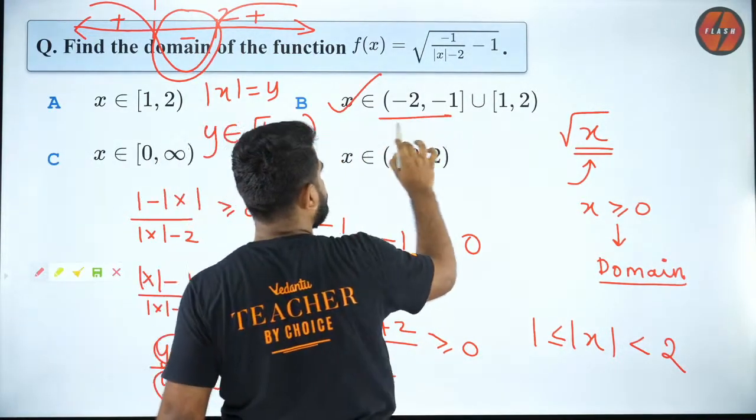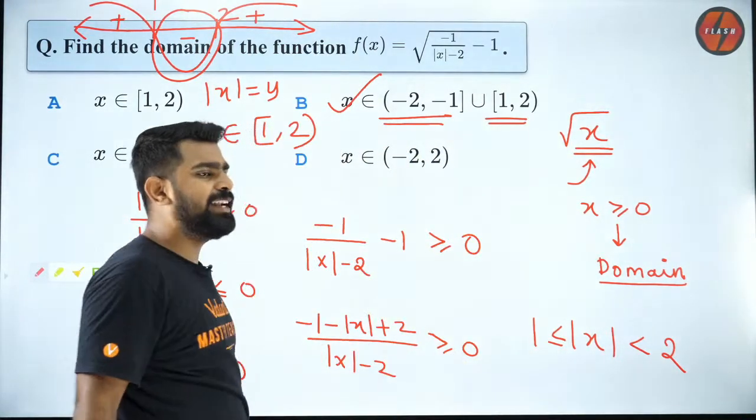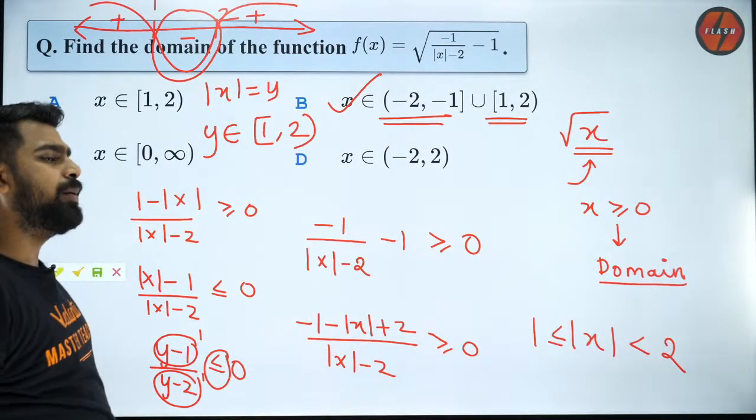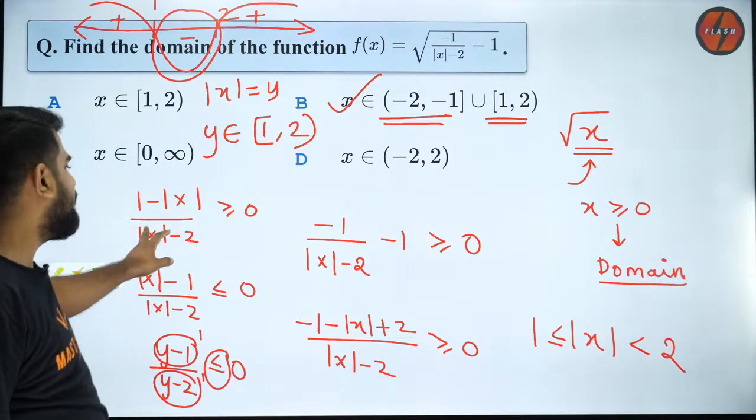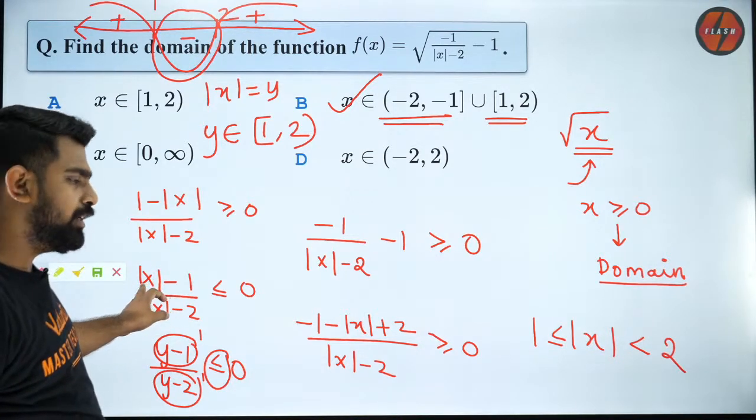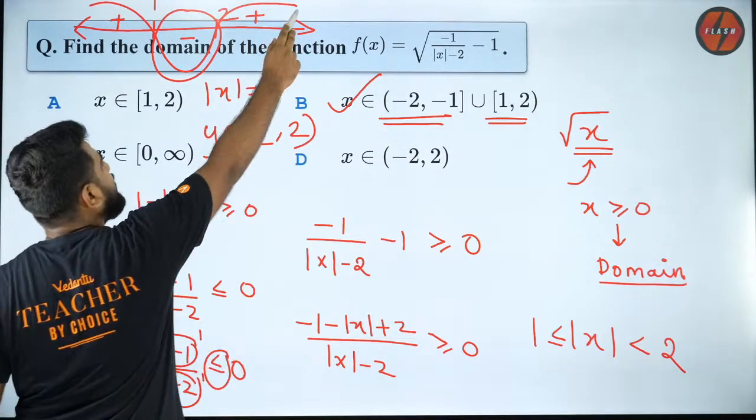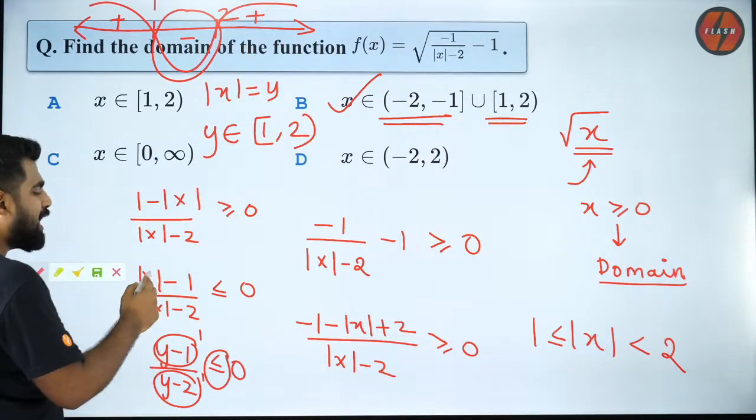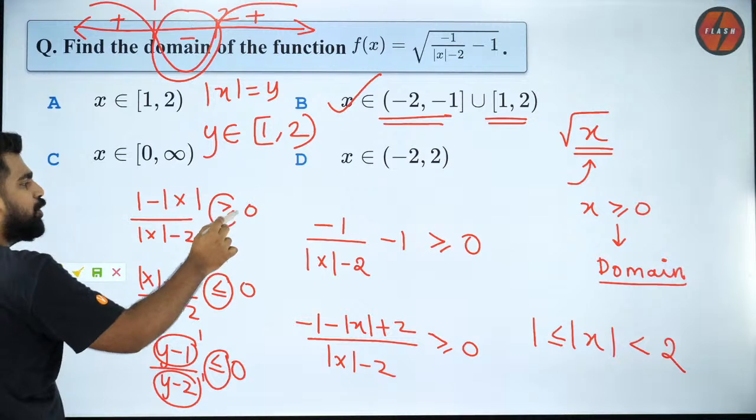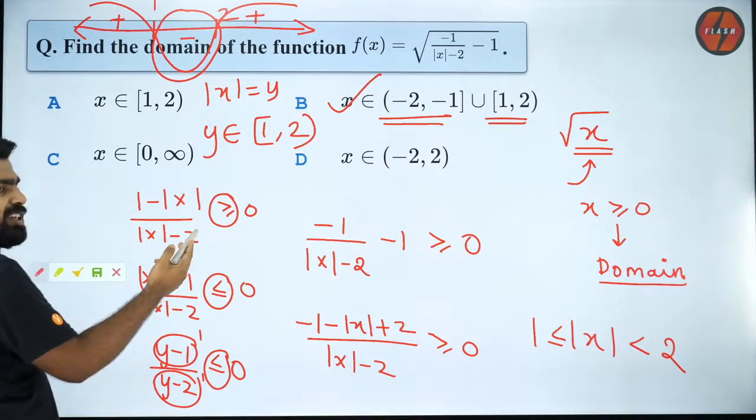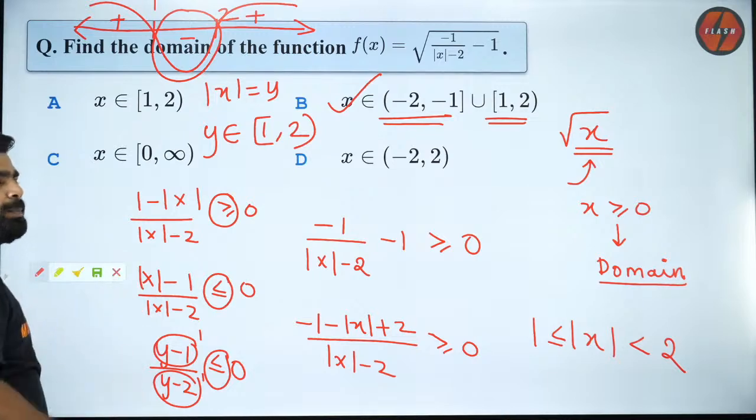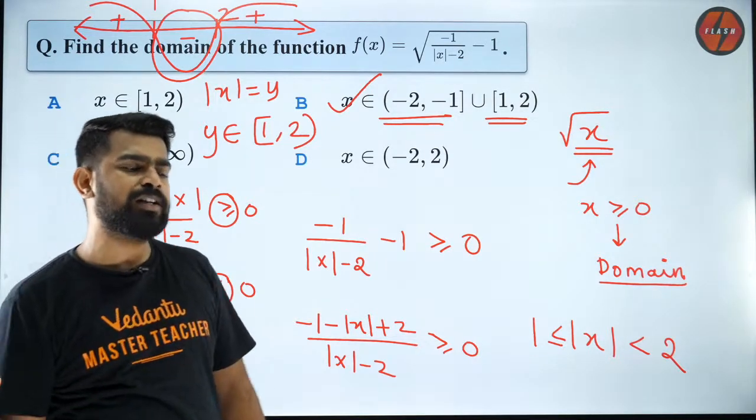Now Kirito is asking, why did we change 1 minus mod x to mod x minus 1? Because, Kirito, I want the coefficient of the leading term to always be positive. Only then can I start from the right hand side top corner, right? So that is why I changed it. And when I changed it, I reversed the sign of the inequality. Did you notice that? I multiplied by a minus sign. I hope all of you are clear with it.